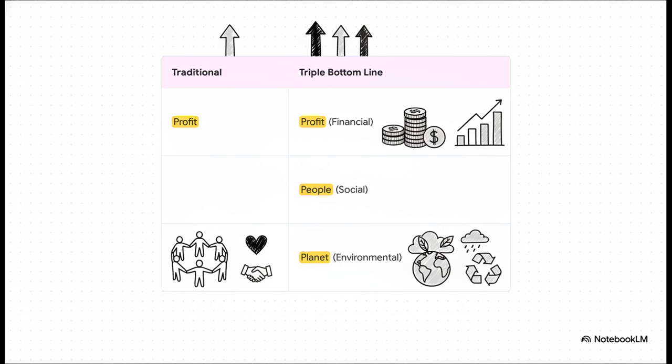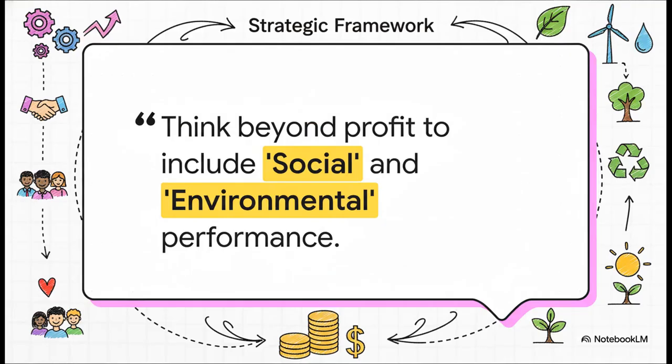It adds people, which looks at the company's social impact, on its employees, on the community. And it adds planet, which, you guessed it, measures the environmental impact. The whole idea is that to be truly successful and sustainable, a company has to do well in all three areas. Now, for the exam, listen up.